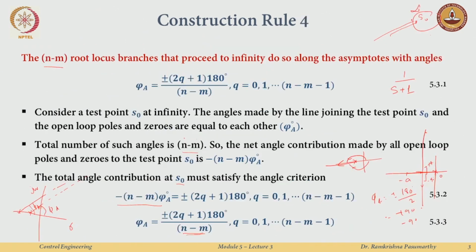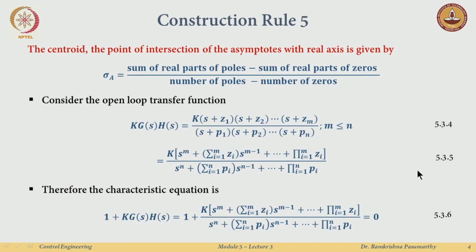these asymptotes, well, they will have some starting point, right, on the complex plane. So, the centroid, or the point of intersection of the asymptotes with the real axis, is computed in this way. I get the sum of all the real parts of the poles minus the sum of all the real parts of the zeros, divided by the number of poles minus the number of zeros. This will again be n minus m. Okay. So, where does this come from?